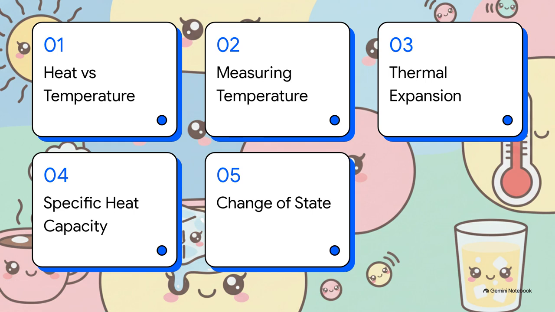So, here's our roadmap for today. We're looking at heat versus temperature, measuring the invisible, why things expand, the capacity for heat, and changing states of matter. By the end of this explainer, those everyday mysteries are going to make perfect sense.